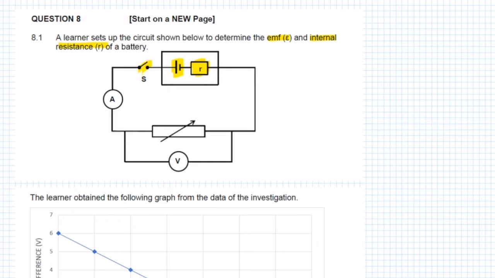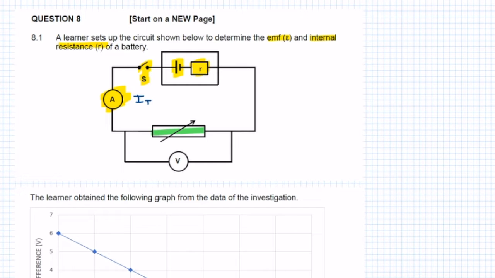There is of course a switch called switch S. In series with the battery is an ammeter. This ammeter will measure the total current, I or IT, that is flowing through the circuit. In series with this ammeter, we see a variable resistor, also known as a rheostat. This is a resistor whose resistance we can change.